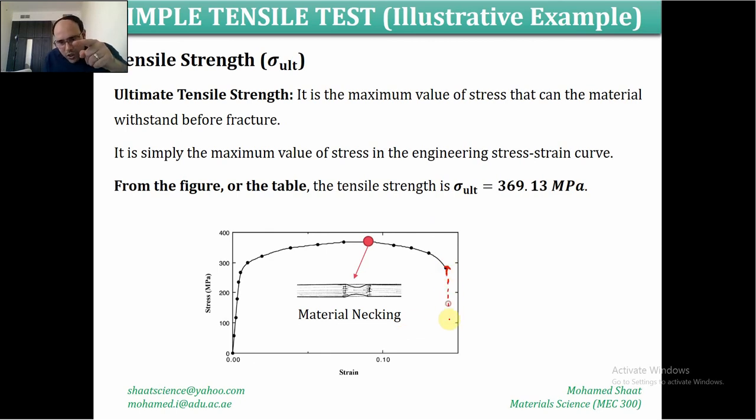If you drop vertically, you're going to find the strain at this point. This is going to be the final strain. If you multiply it by 100, this is going to give you the percent of elongation as a measure of the ductility of this material. Very simple from the figure. Can we derive it from the table?